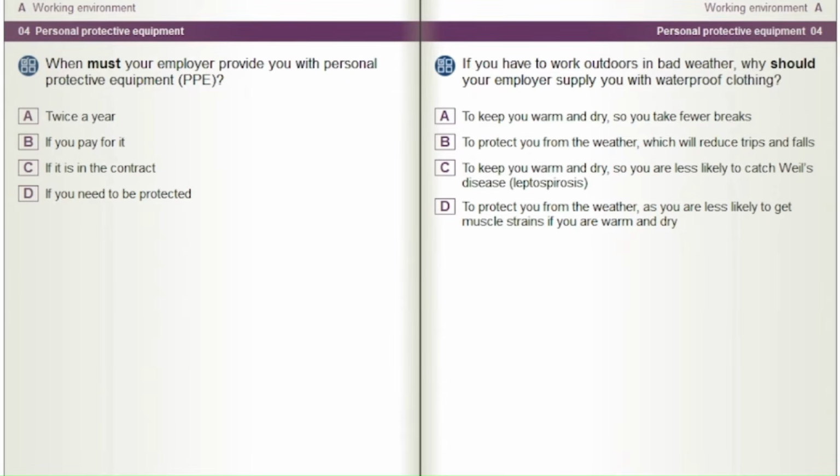If you have to work outdoors in bad weather, why should your employer supply you with waterproof clothing? To keep you warm and dry so you take fewer breaks. To protect you from the weather, which will reduce trips and falls. To keep you warm and dry so you are less likely to catch Weil's disease, Leptospirosis. To protect you from the weather, as you are less likely to get muscle strains if you are warm and dry.